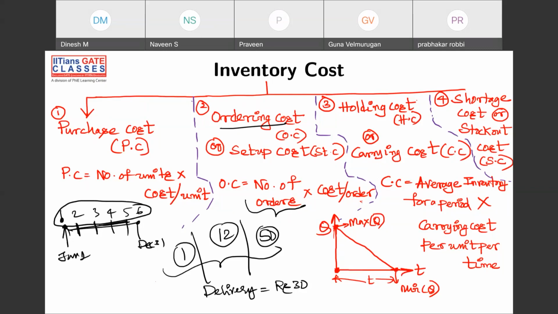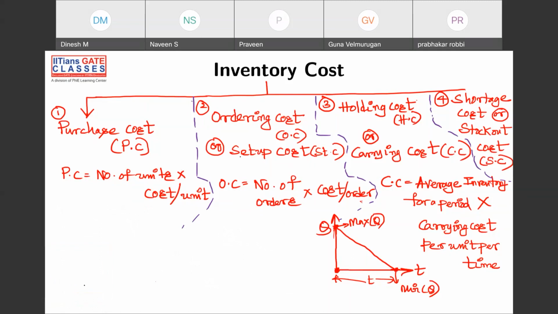Six orders into cost per each order. What is the cost per each order? 30 rupees, 30 rupees, 30 rupees, 30 rupees, like that, keep on. So add all of these costs, right? The number of orders is 6, and each cost is 30. So that is what is ordering cost.